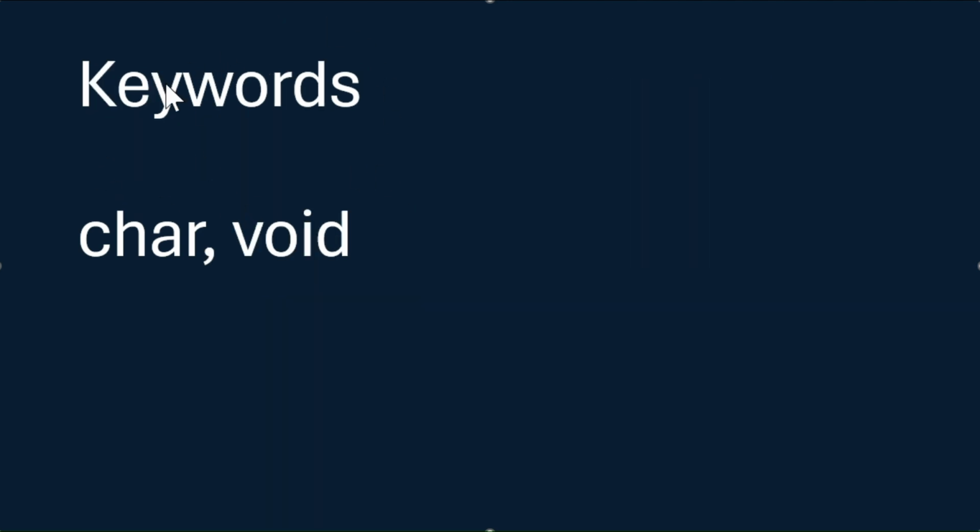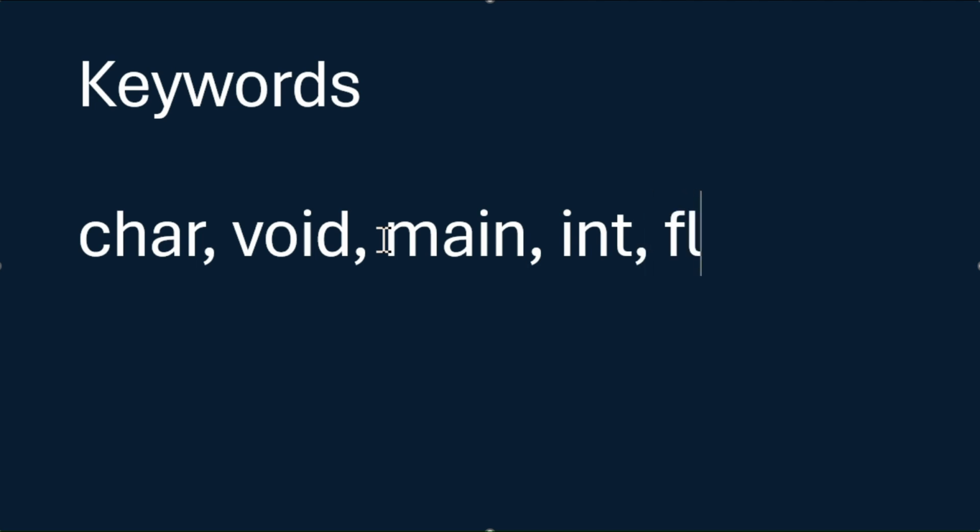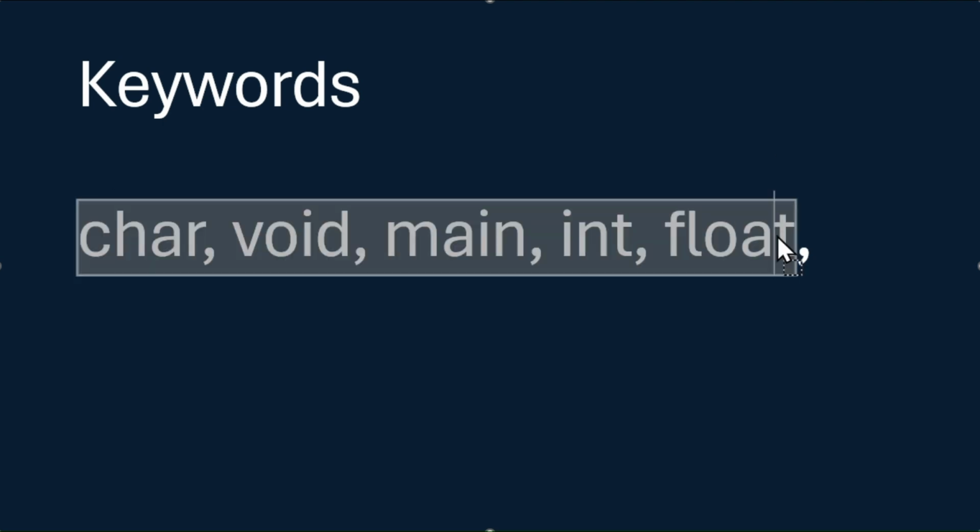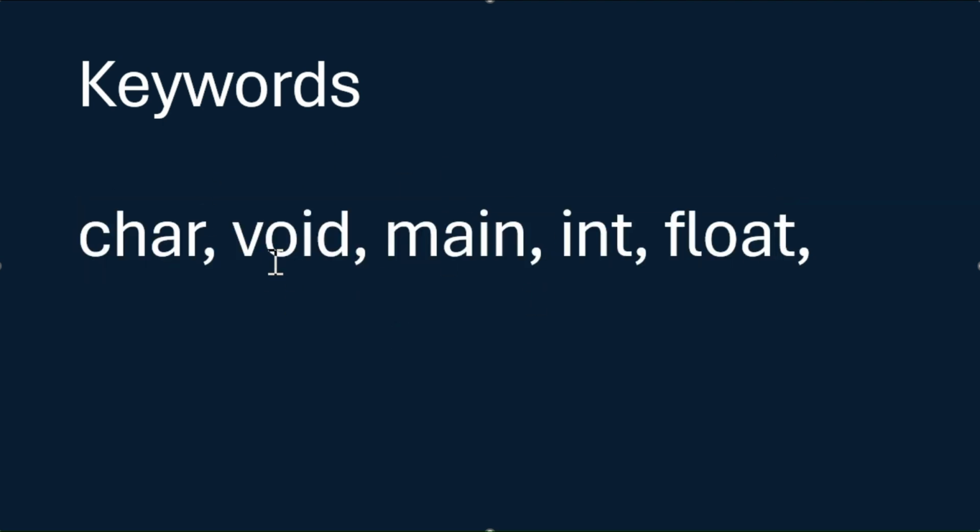Next, what we are going to see is keywords. What are keywords? Keywords are already defined words which have a certain meaning in a programming language. For example, char. Char is a data type. Void, we use it to start the program, like void main. Then we have main, we have int, float, all the data types. These are all keywords which are reserved, so we cannot use these keywords as the name of a variable.